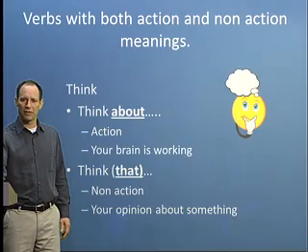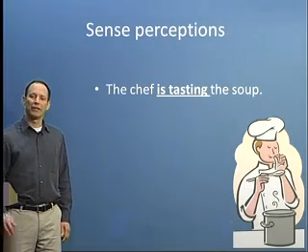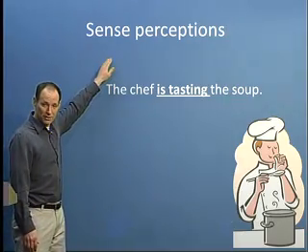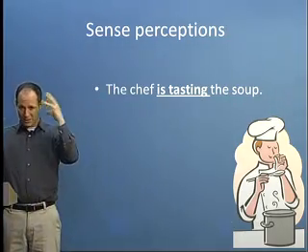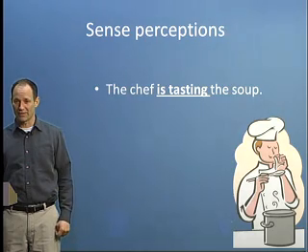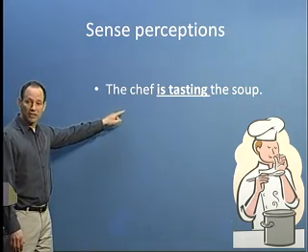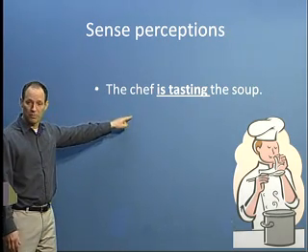Let's move on to another verb. And the next group of verbs we're going to use have to do with sense perceptions. So that's how information comes into our brains. Okay? Let's take a look at this first sentence here: the chef is tasting the soup.